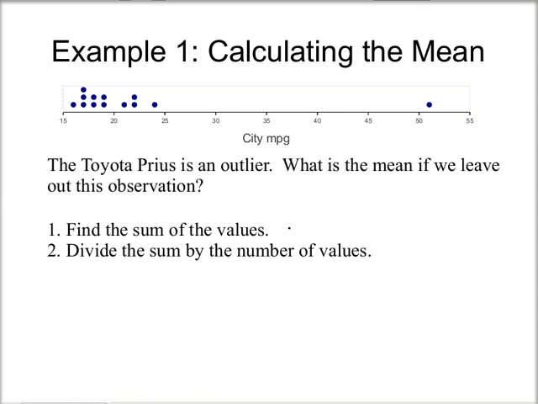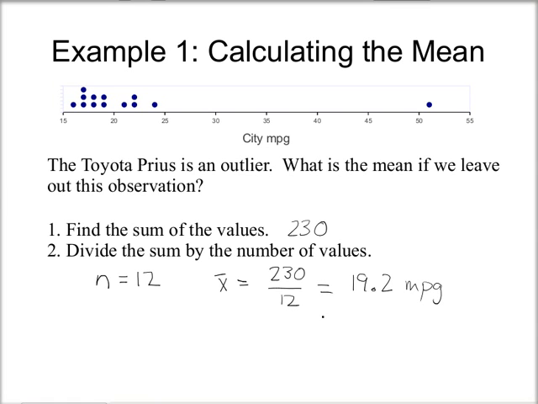When I add up everything except for the Toyota Prius, I'm going to get a sum of 230, which is 51 less than my sum that I had before because I'm leaving off that 51 miles per gallon. And now instead of 13 values, I've got 12 when I leave off the Prius. So my mean x bar is going to be 230 divided by 12, and that will give me 19.2 miles per gallon if I round to one decimal place.